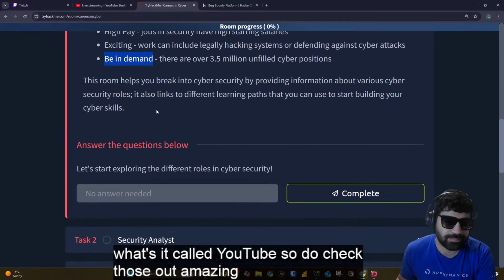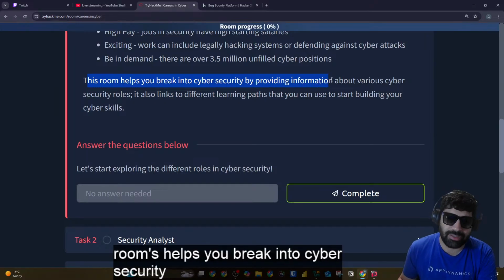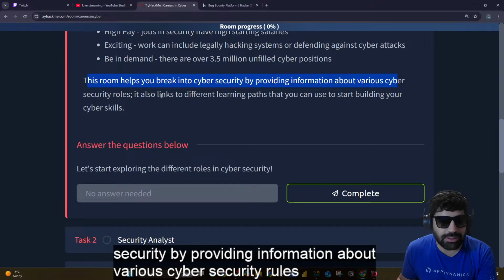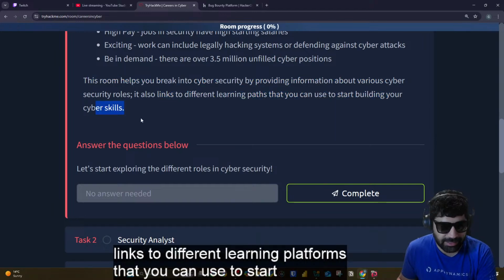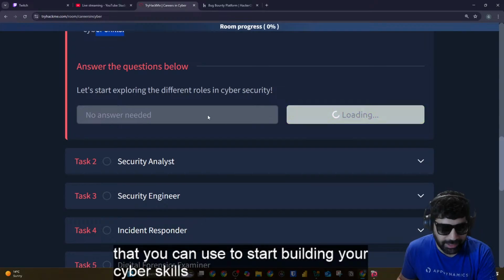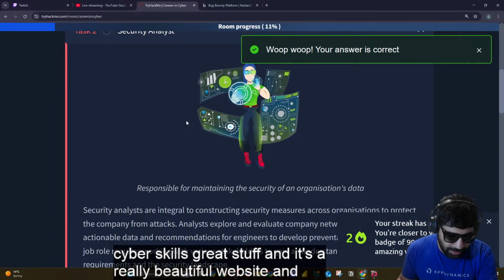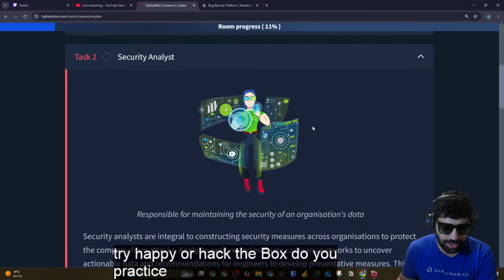Amazing stuff. This room helps you break into cybersecurity by providing information about various cybersecurity roles. It also links to different learning platforms that you can use to start building your cyber skills. Great stuff, and it's a really beautiful website. And Sola, do you know about TryHackMe or Hack the Box? Do you practice on those for your CEH?